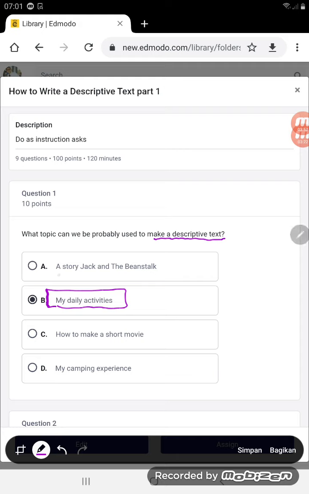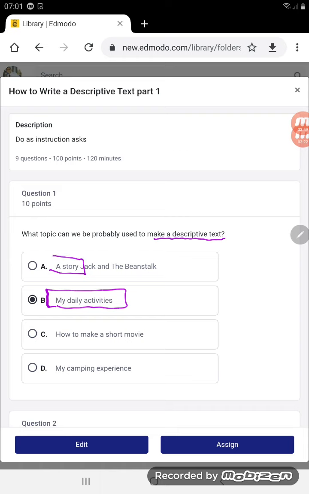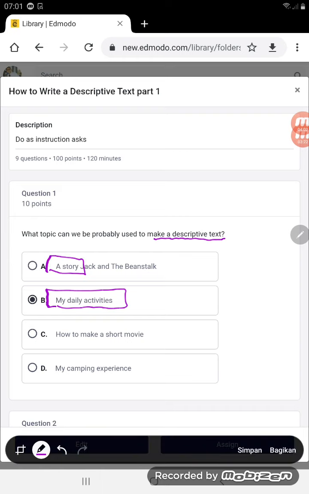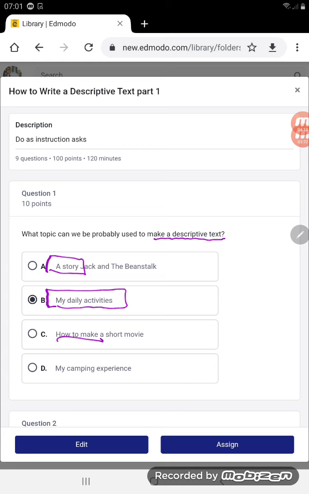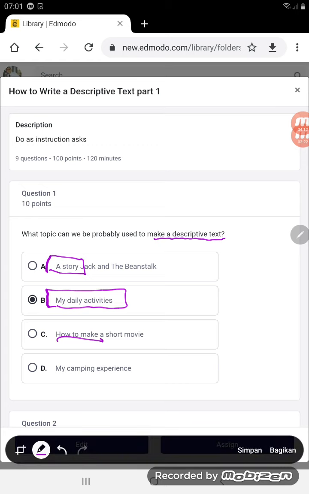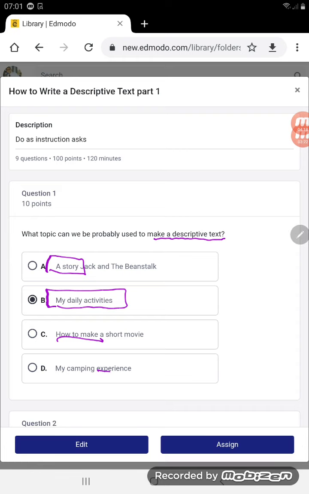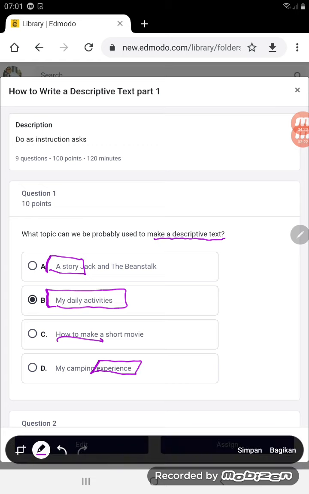Look at point A, a story. It is not descriptive text, right? That is a story. And C, how to make, means the procedure. And D, my camping experience. Look at experience, it means your story. So the best answer is B, my daily activities. Have you got it?